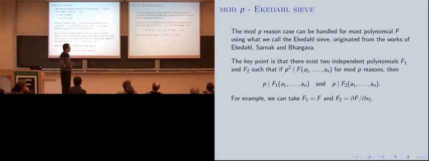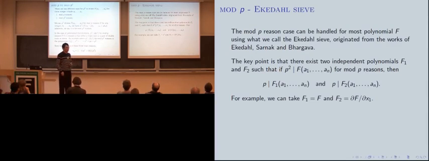Well, what's an example for those two polynomials? You can take f1 to be f itself, and you can take f2 to be any of its partial derivatives. Obviously, if p squared divides f, then p also divides f, and then the second one is just some simple Taylor expansion. What does independent mean? Independent means that these two polynomials, f1 and f2, should cut out a codimension 2 subvariety.